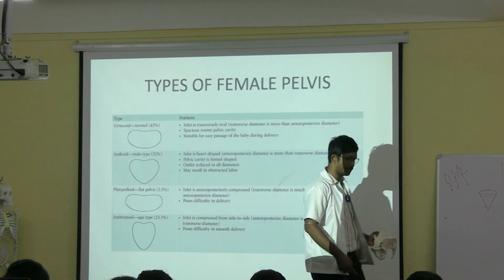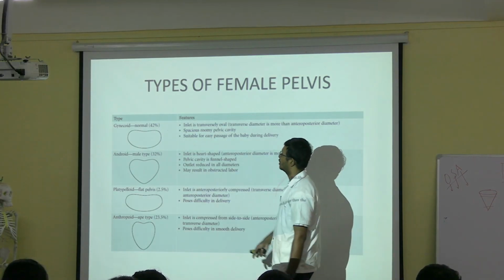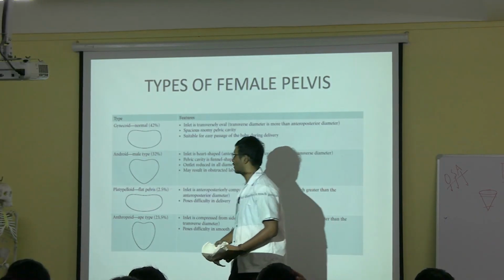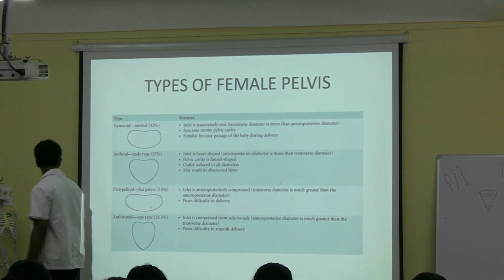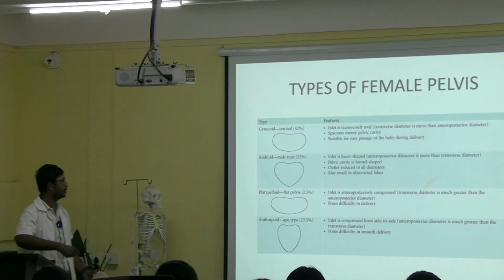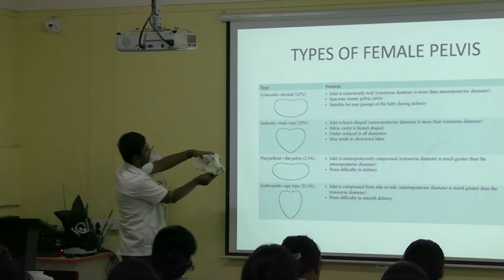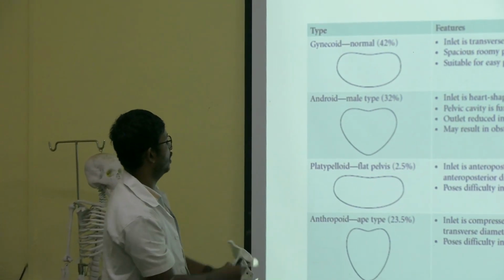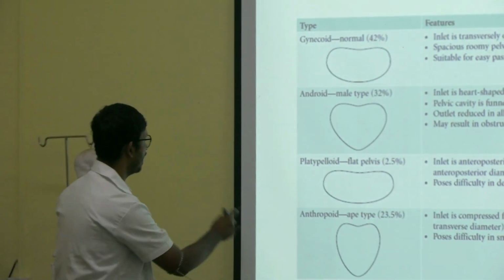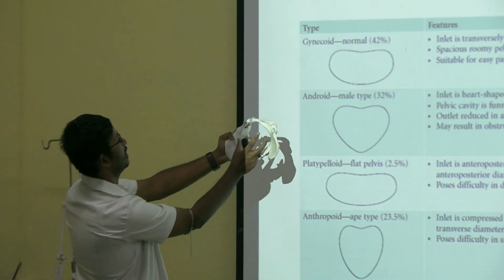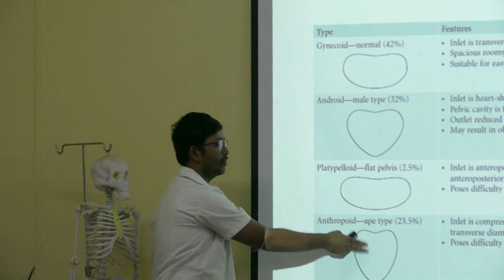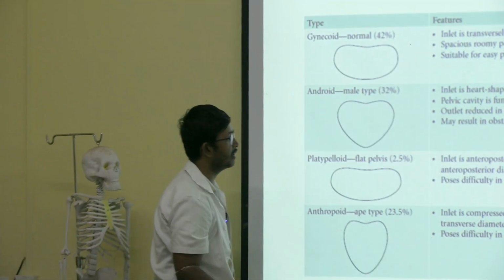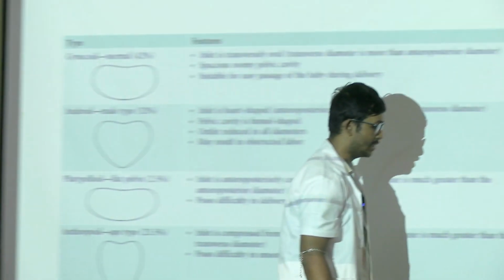But the next most common is your android pelvis, which is a male type pelvis in a female, where normal vaginal delivery is a bit difficult. Then the platypelloid type is a further tough pelvis, which has a flattened pelvis. So here the pelvis will be more compressed. The inlet is anterior-posteriorly compressed, and the anthropoid pelvis will be compressed laterally. So in both of these, normal vaginal delivery is very difficult. But in the case of gynecoid and android, normal vaginal delivery is more of an easy type.